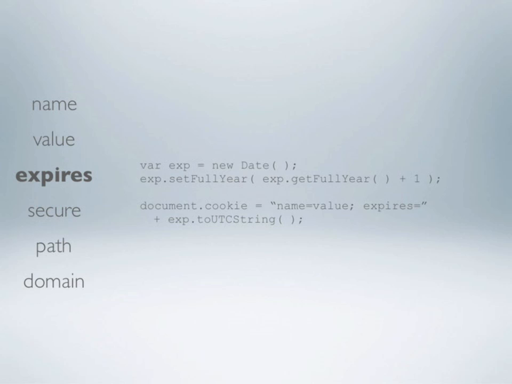So now name equals value, semicolon, space, expires equals, and then you can see here I've appended onto that the expires date that I created in the first 2 statements here, expressed in its UTC string format, which is exactly what browsers want your expires date to be set in. So that will end up giving me a permanent cookie that will expire 1 year from today.